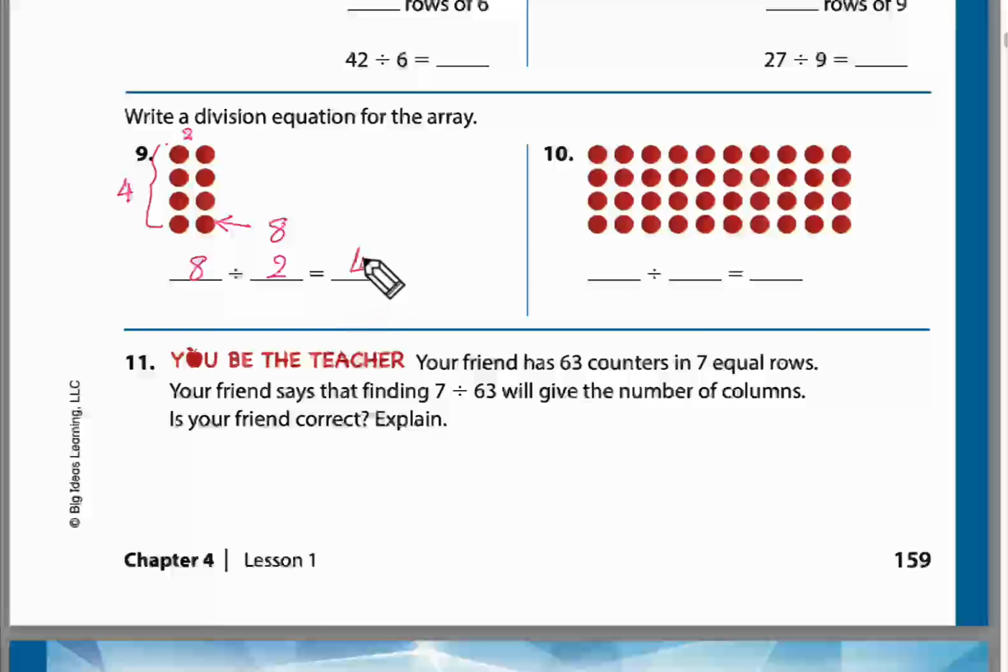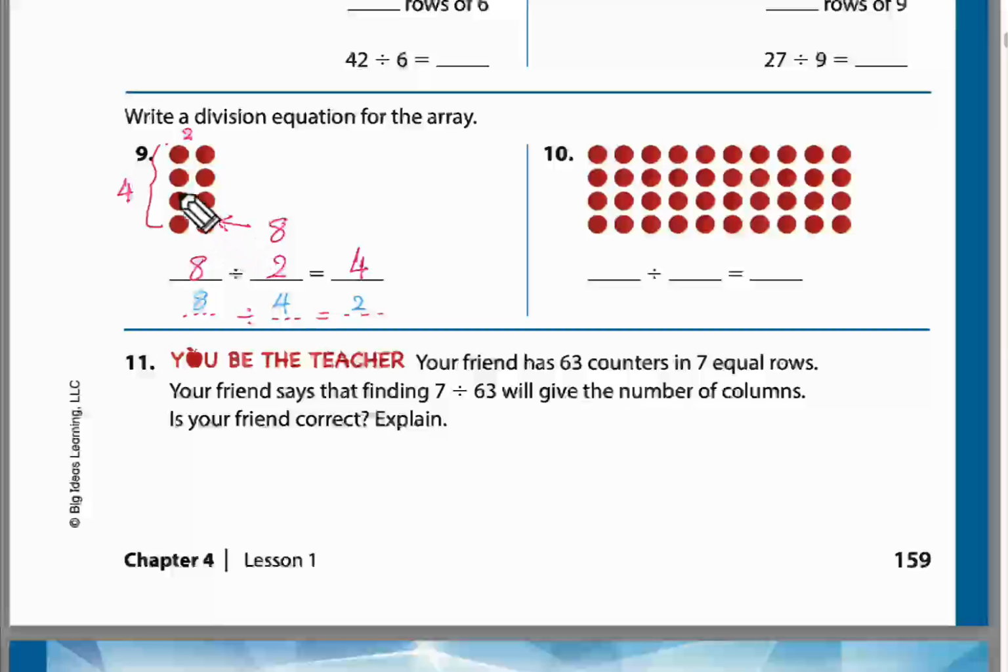Do you have another answer for the same question? Okay, go ahead. 8 divided by 4 equals 2. Excellent, Ali. Thank you, my hero. Great work. So we start with the dividend, and the dividend is the total number of counters that we have, which is 8.